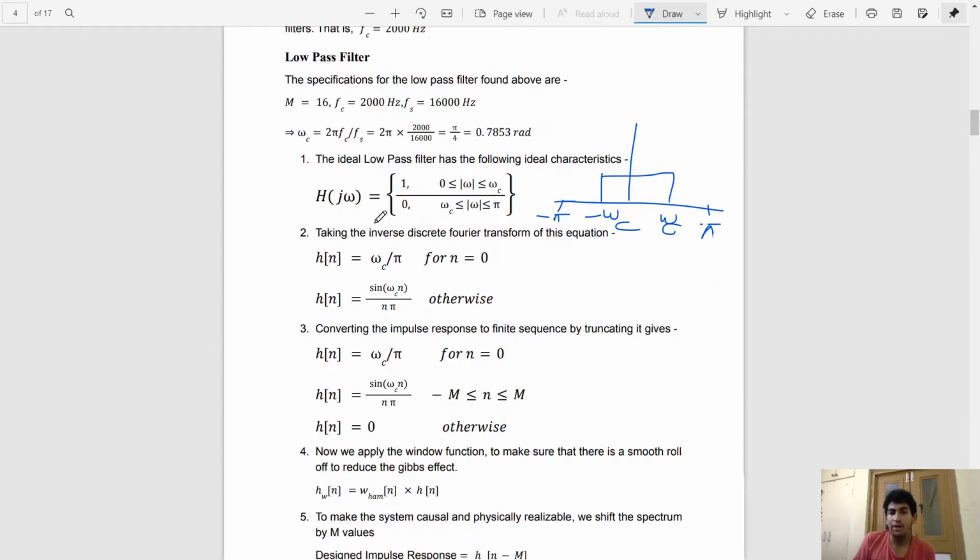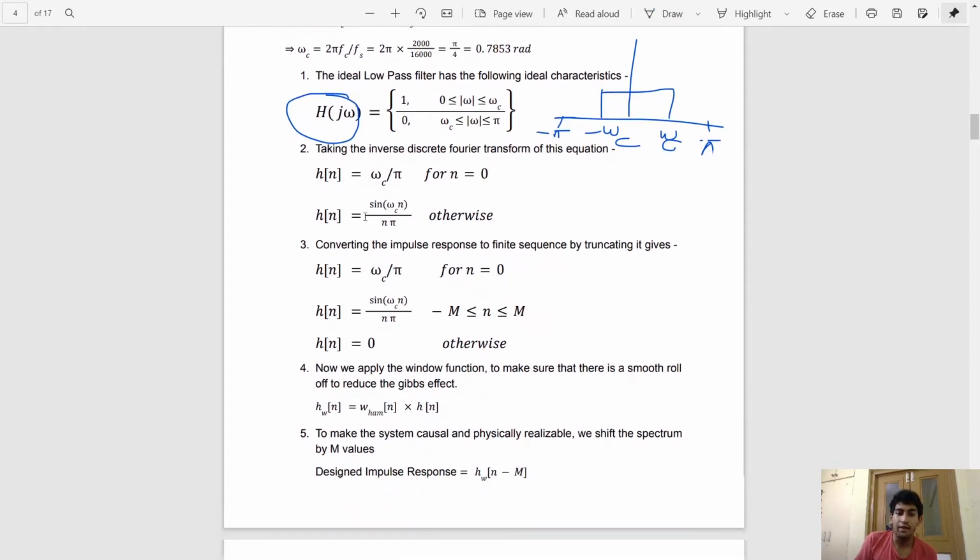To get the values of h of n, we can take the inverse Fourier transform, and we get this. As you can see, h of n is infinite here, it has an infinite number of terms, because n can vary from minus infinity to infinity. And since the values of n are also negative, this is a non-causal filter and cannot be practically implemented.